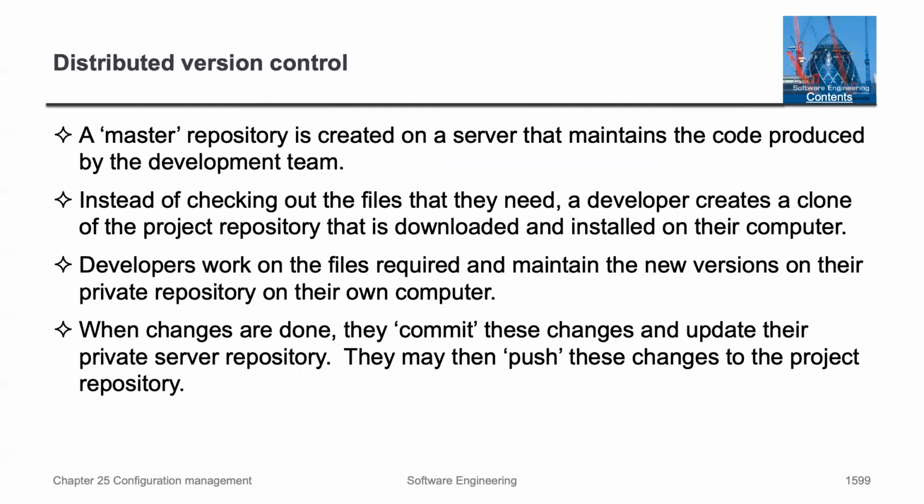For distributed version control, a master repository is created on a server that maintains the code produced by the development team. Instead of checking out the files that are needed, a developer creates a clone of the project repository, then downloads and installs it on their computer. Developers work on the files required and maintain the new versions in their private repository on their own computer. When changes are done, they commit these changes and update their private repository. They may then push these changes to the project repository.